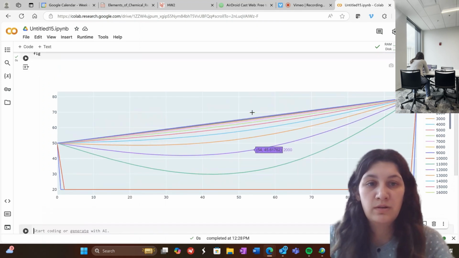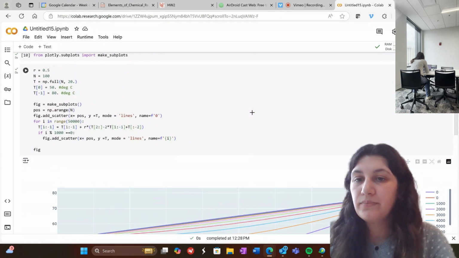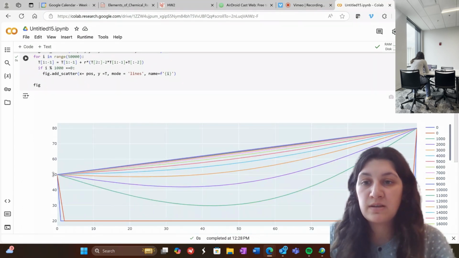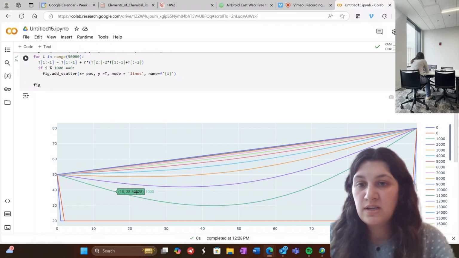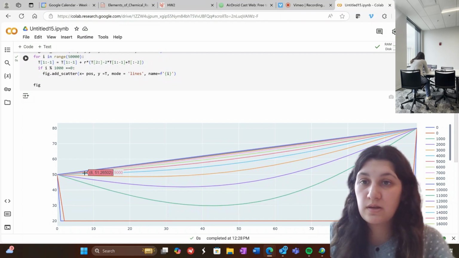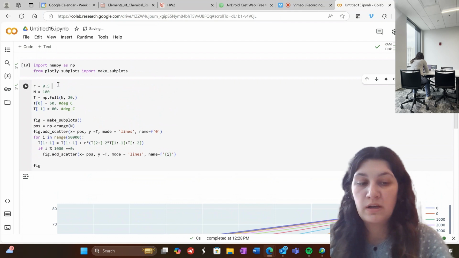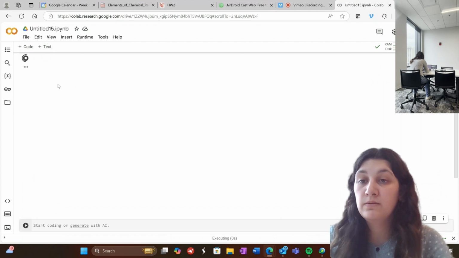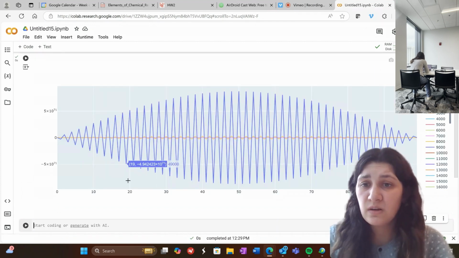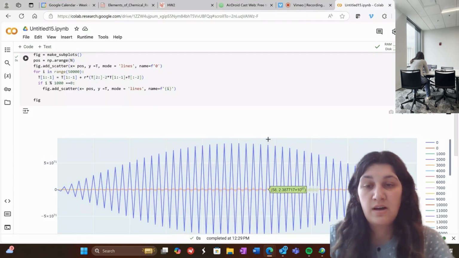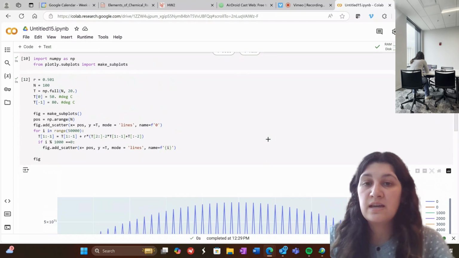Perfect. So this is what it looks like at R is equal to 0.5, kind of what you would expect. You can see the temperatures changing, but the ends still being 50 and 80 degrees the whole time. Now we can take a look at what happens when we change this R value to something above 0.5. You can see we have these big oscillations here, and this just demonstrates the instability of this equation that we're using.